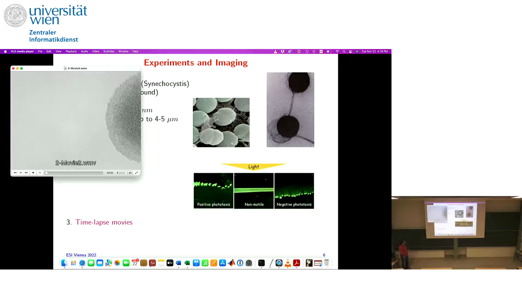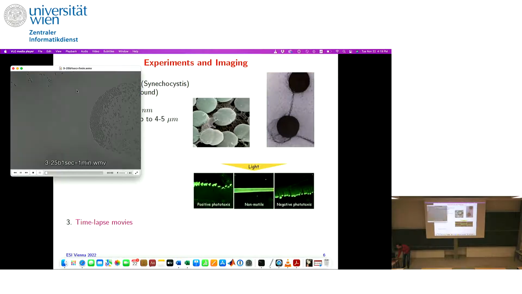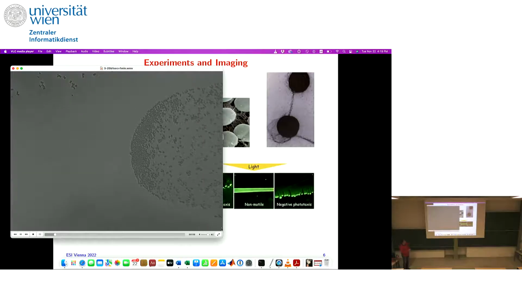This is not particularly interesting. In this case, the light comes from here. You can see the motion a little bit better, but that's not super interesting. So let me move to the next movie that is a little bit more interesting. Let me make this one big, because this one I like, because this particular movie is important for a variety of reasons. Again, the light is from the left.